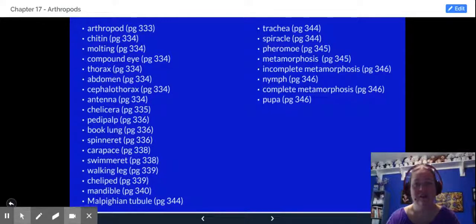Here are the key terms for the chapter. Some of these may look a little strange. Some of them you may already be familiar with, and that's fine. Just make sure that you guys know the terms. Again, you know how I stress the terms.